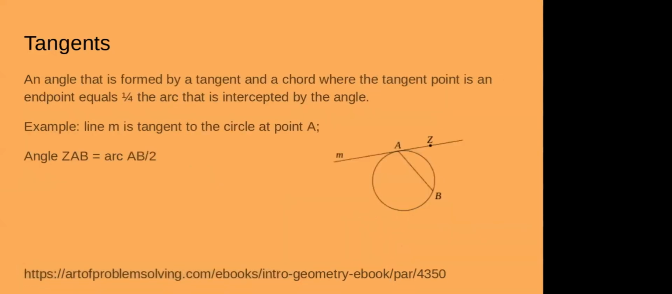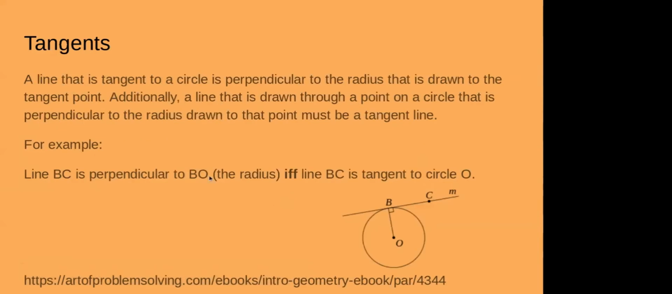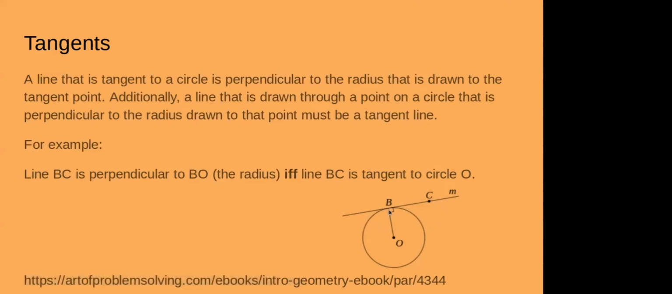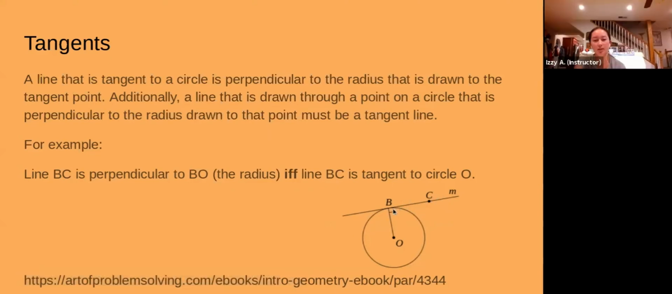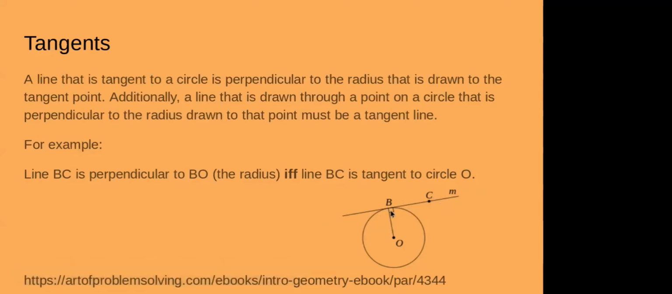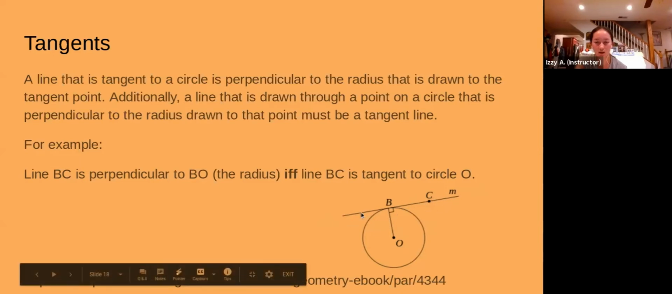Okay, so I'll move on. I still didn't get it. Okay, so let's look at line M again. Do you see how line M is touching circle O at 1 point? Yeah, okay, so that means that it's a tangent line.